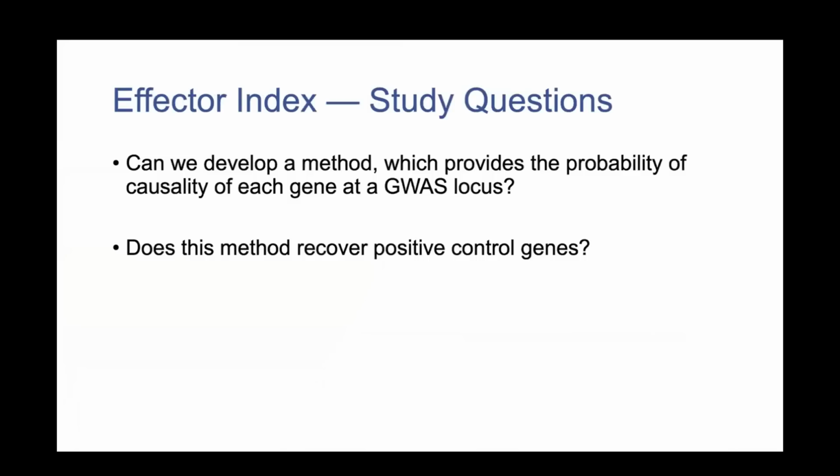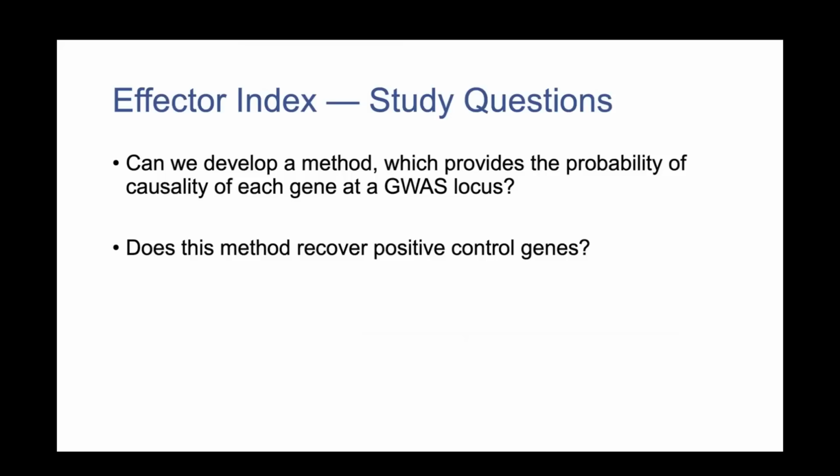I'm going to talk about a study that we did just to frame a bunch of problems in the field. This is, as other people have presented, a method called the effector index, which aims to identify the probability of causality at GWAS loci by assigning a score of 0 to 1 to every gene. What we tried to understand is, would this method recover positive control genes? And that's what I'm going to spend most of my time talking about.